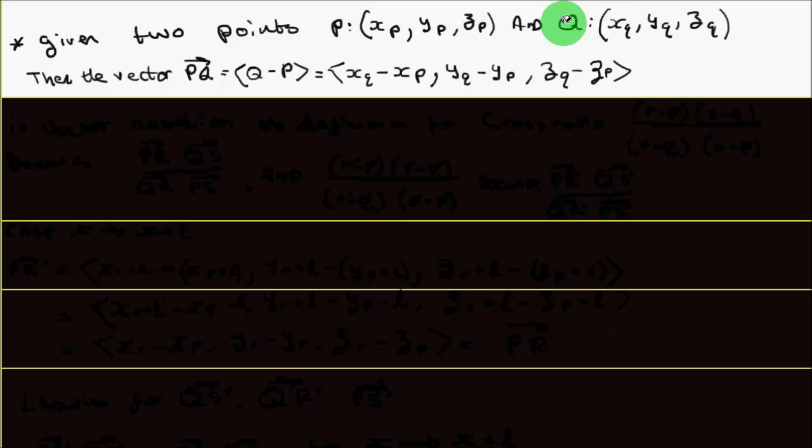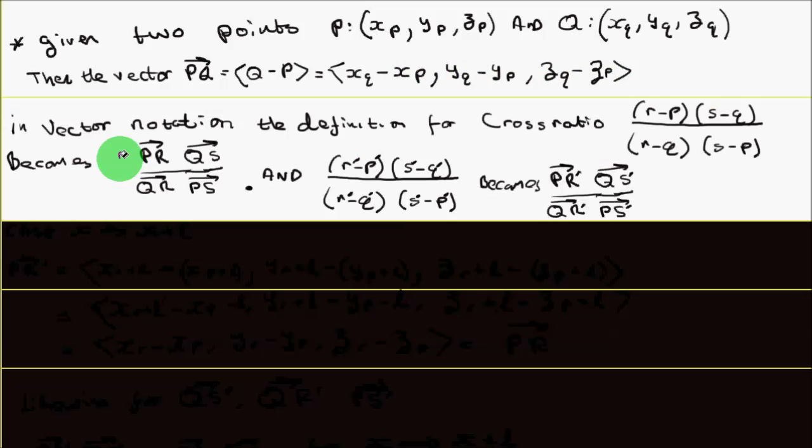Now, given two points, P with components x sub P, y sub P, z sub P, and the point Q with components x sub Q, y sub Q, and z sub Q, then we can form the vector P to Q by subtracting the components of the point P from the point Q. For instance, the x component of the vector P to Q is equal to x sub Q minus x sub P, and similarly for the y and z components.